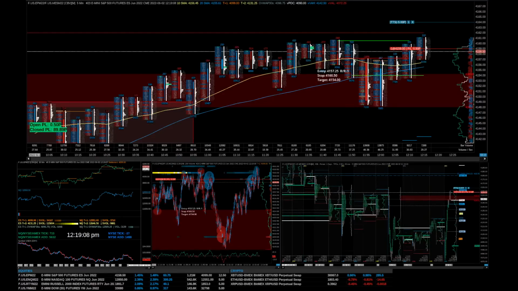VIX is divergent, going up with the market. Oh, that's interesting, Sim.